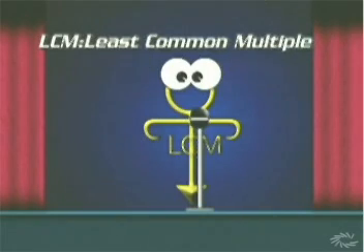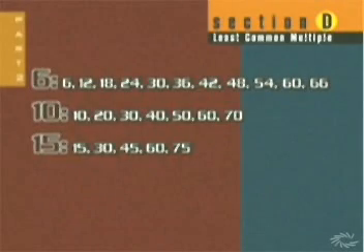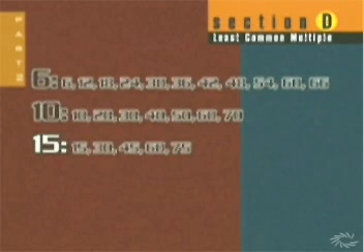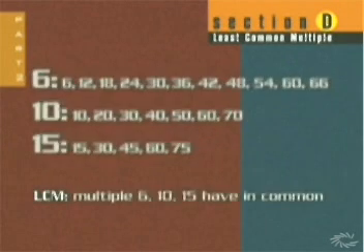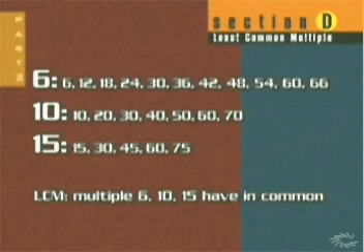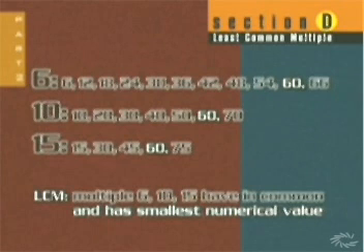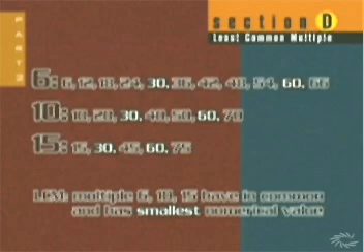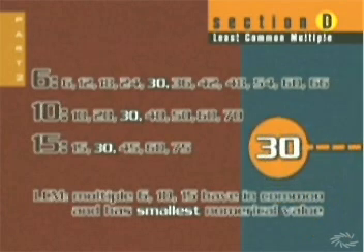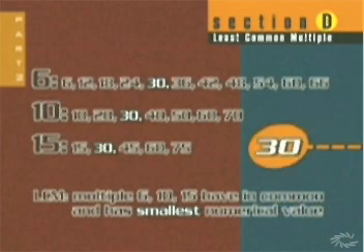Take a look. These are some multiples of the numbers 6, 10, and 15. What we want to do is figure out the least common multiple of all three. So, the LCM is the multiple that 6, 10, and 15 all have in common and has the smallest numerical value. You might notice that 60 is a multiple in all three lists, but so is 30. Because we're smart, we know that 30 is smaller than 60, and 30 is the smallest multiple they all have in common, which means 30 is the LCM of 6, 10, and 15.